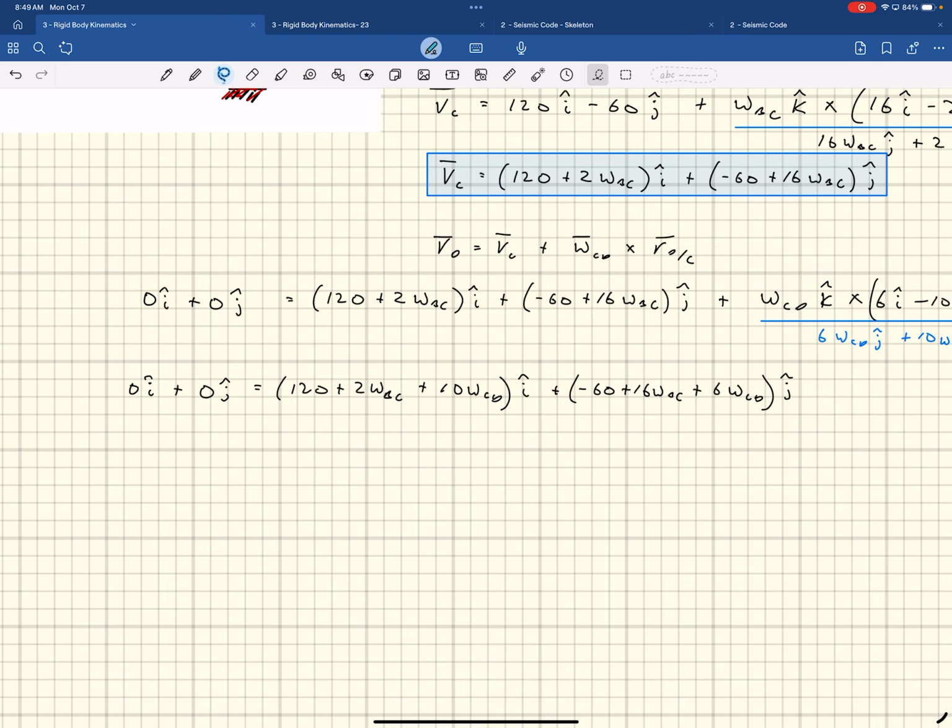So then this whole thing has to be equal to 0, and this whole thing has to be equal to 0, right? On both sides of those things. And then what are our unknowns? Omega BC and omega CD. So those are 2 equations and 2 unknowns. You look in your I, you look in your J. This is equal to 0, this is equal to 0.